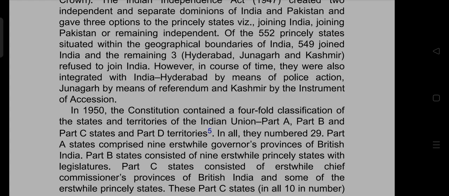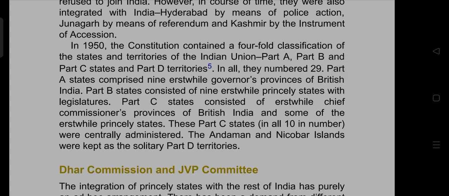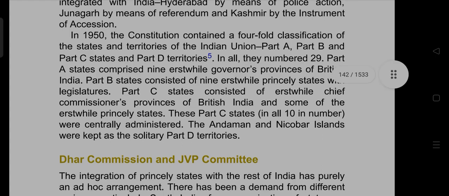Part A states comprised the nine erstwhile governors' provinces of British India. Part B states consisted of the nine erstwhile princely states with legislatures. Part C states consisted of erstwhile chief commissioners' provinces of British India and some of the erstwhile princely states. This Part C, in all 10 in number, was centrally administered. The Andaman and Nicobar Islands were kept as a solitary Part D territory.